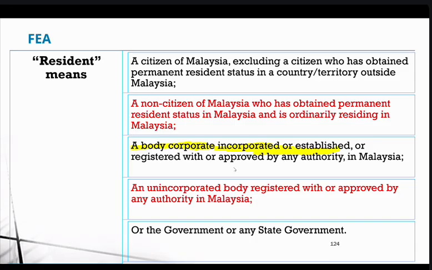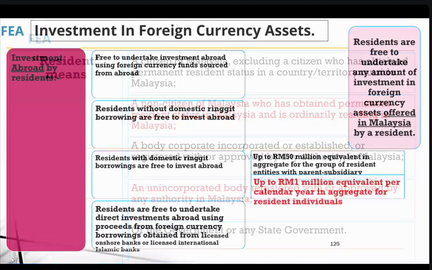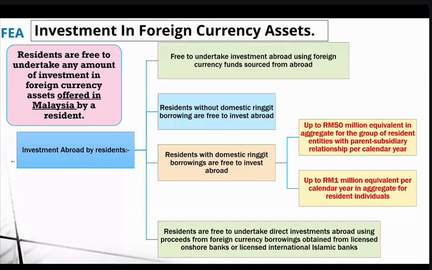Okay, now, next, unincorporated body, also approved by Malaysia, or government here. You mark down this one is federal, in case you're wondering, this one is federal government. Let's go to slide number 126. So the next 4-5 slides are rules for residents. Remember, the rules for residents are not the same as the rules for non-residents.